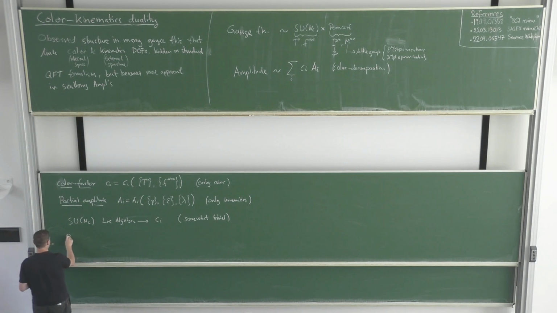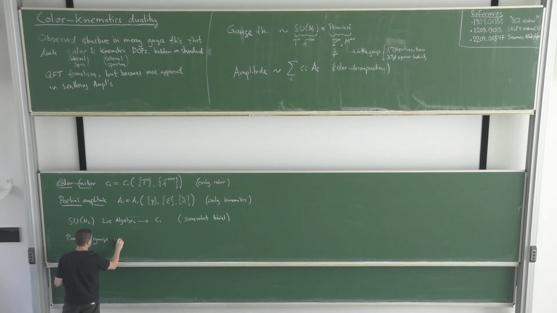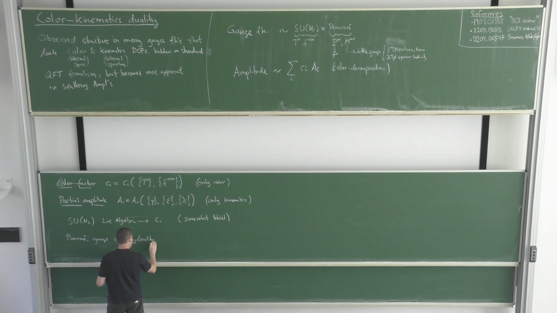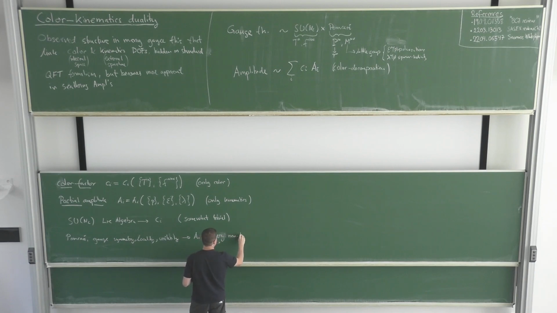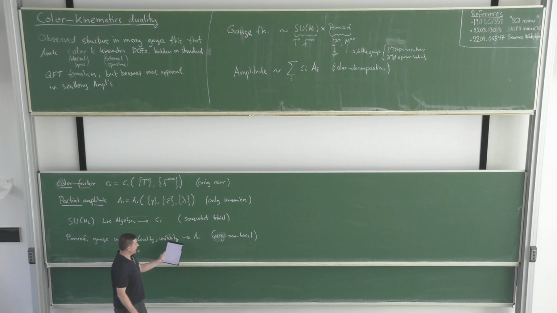But the kinematic part, which I said is related to the Poincare symmetry, also related to gauge symmetry, locality and unitarity, which are all ingredients used to compute the partial amplitude. This is non-trivial, very non-trivial, in the sense that you have to put in a lot of work in order to compute these objects. To a large part, the amplitudes community focuses on computing such objects because the color dependence is typically trivial.